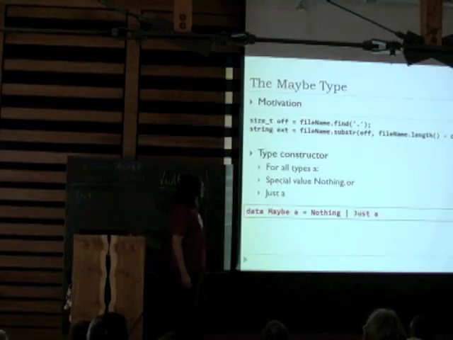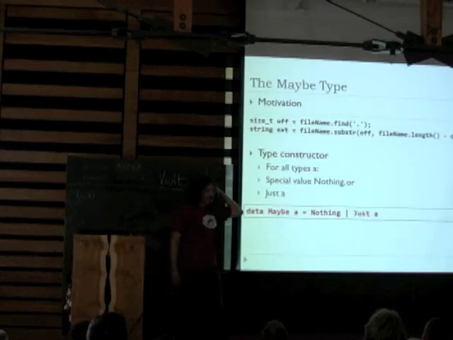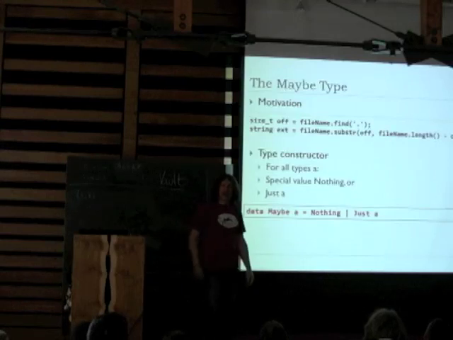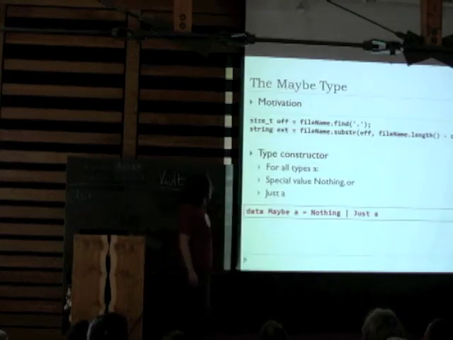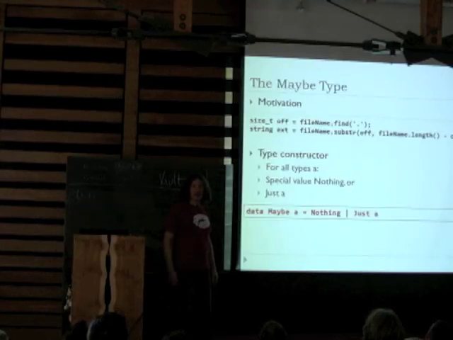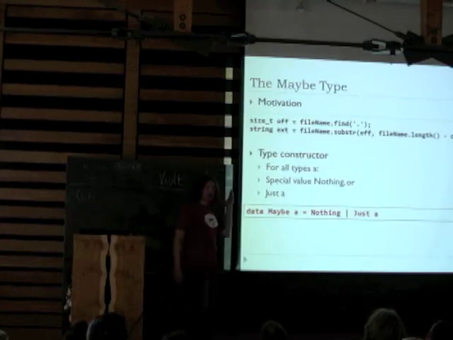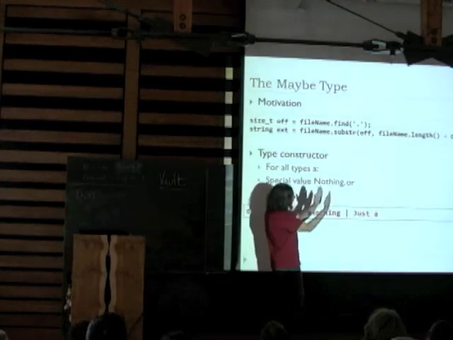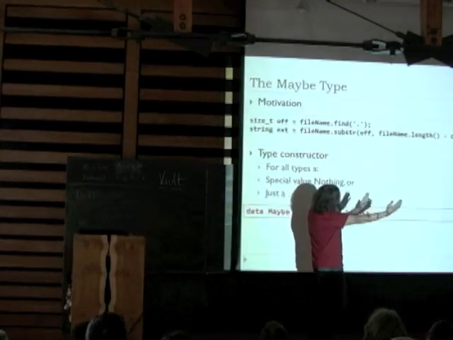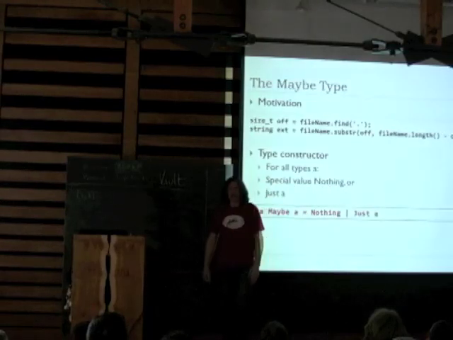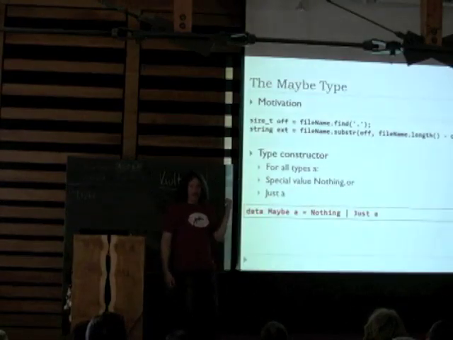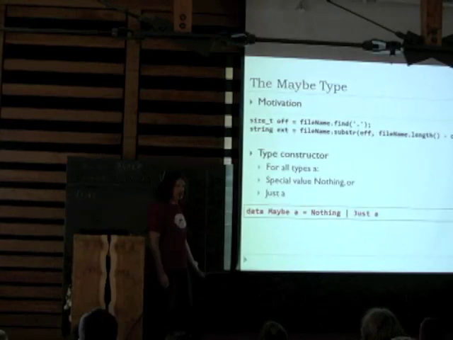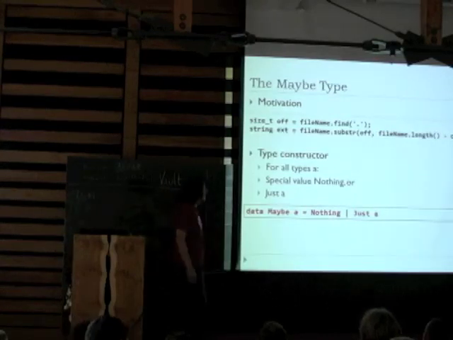And here's the motivation in C++. You have this method find on strings. It finds a character in a string, and it returns the offset of this character inside the string. And you just want to use it to extract the extension of a file name. So you look for a dot, and then you extract the substring starting from this offset where you found the dot, and the appropriate length. And it works in most of the cases. Most files actually have an extension, at least in Windows.